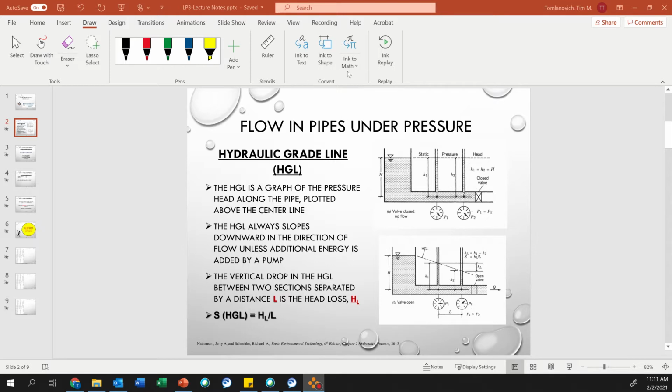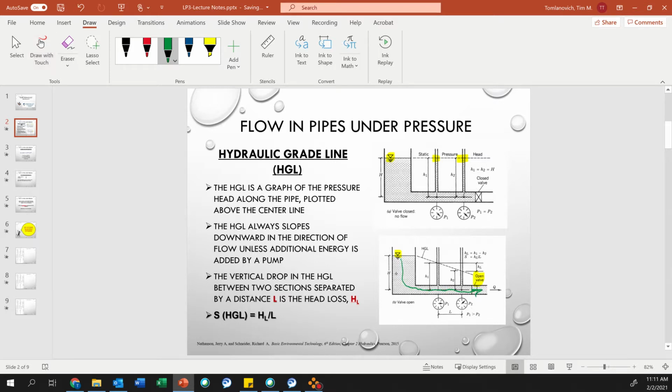So let's look at these pictures right here. I have hydrostatic pressure here, and the valves are closed. When the valves are closed, there's no flow. As you can see, the height of the water comes to equilibrium. It'll stay there. Now if I come down to this picture, the valve is now open. As you can see, the water is going to start flowing this way.